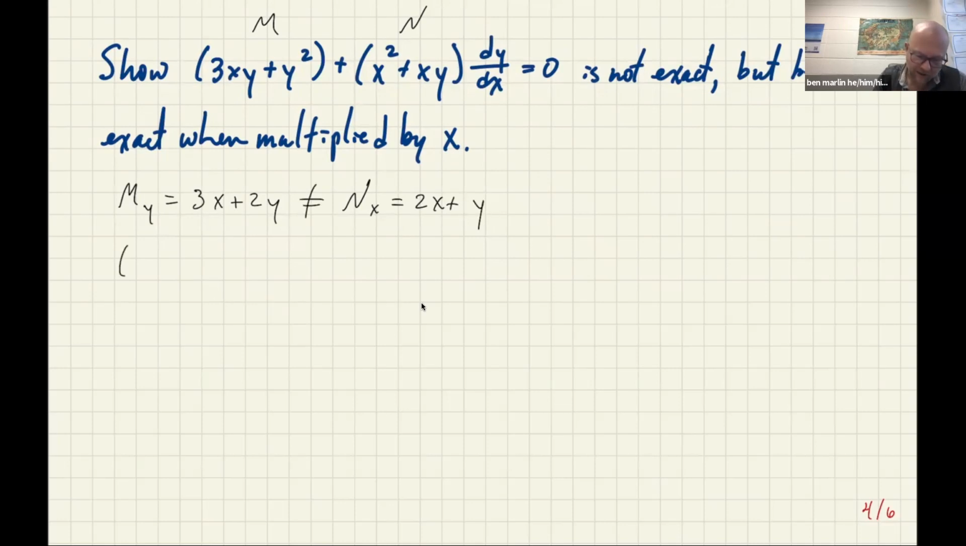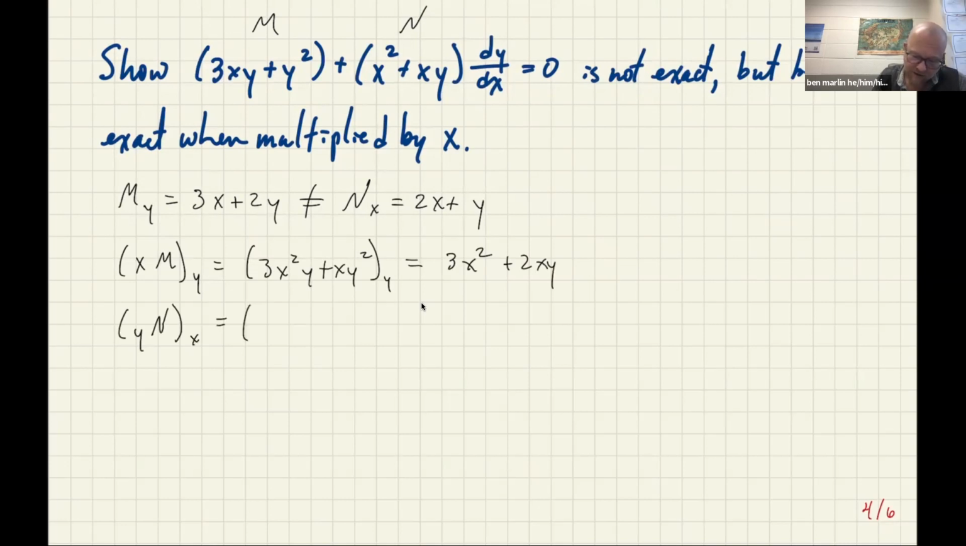So I'm going to take x times M sub y, and so that's going to be, I'm just going to multiply it through there, 3x squared y plus xy squared. And then we're going to take the derivative with respect to y. So we have 3x squared plus 2xy. And then y times N and then sub x. So we've got to think about that's x squared y plus 2, not plus 2, plus x.